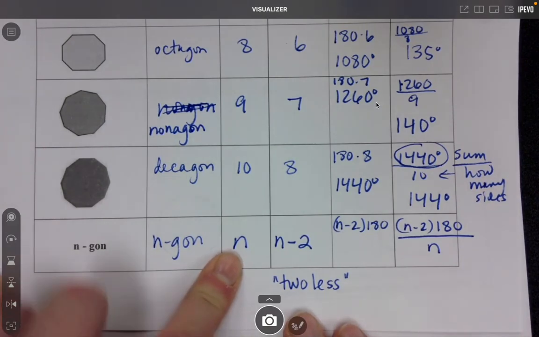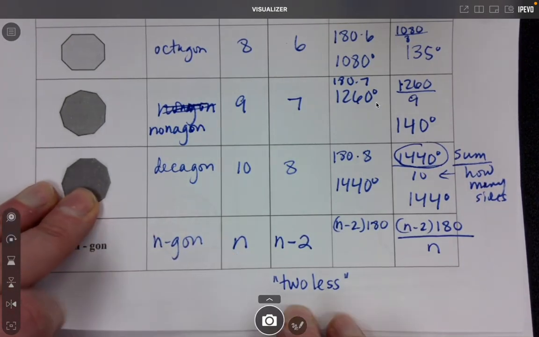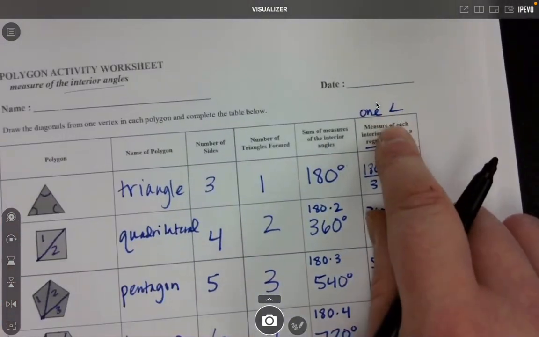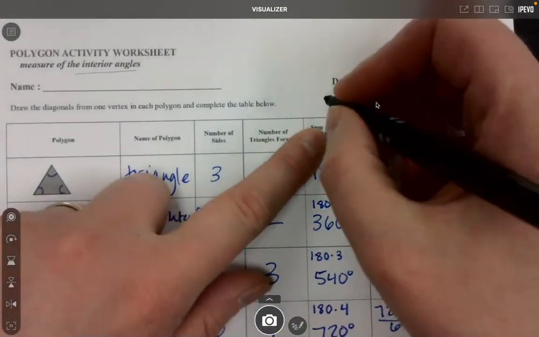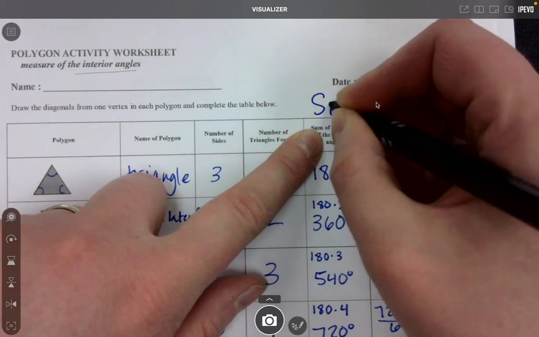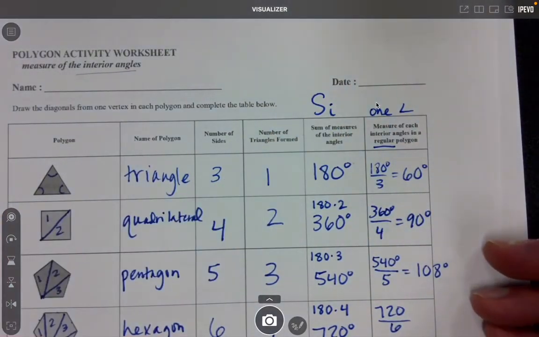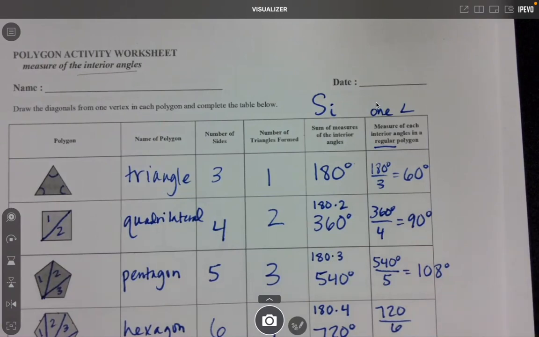And so now we've got some formulas. So let's go back up to the top. I know we labeled this one the one angle formula already. So we've got that at the top. And this is going to be the sum of the interior angles. So we're going to write a big S and a little subscript i there. So we're ready to go ahead and start on our notes now.